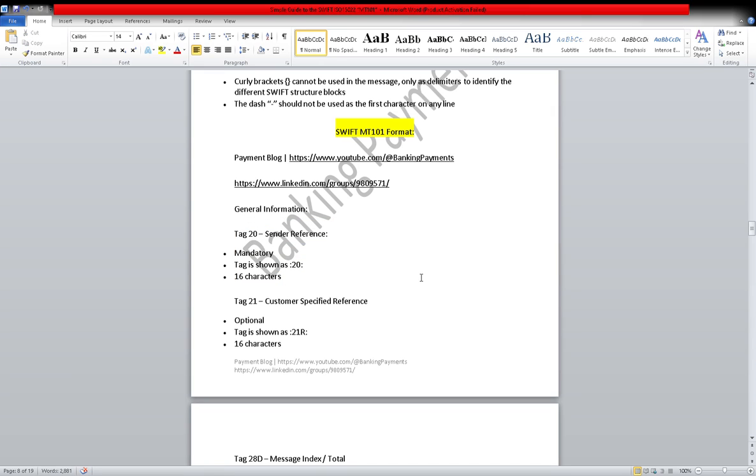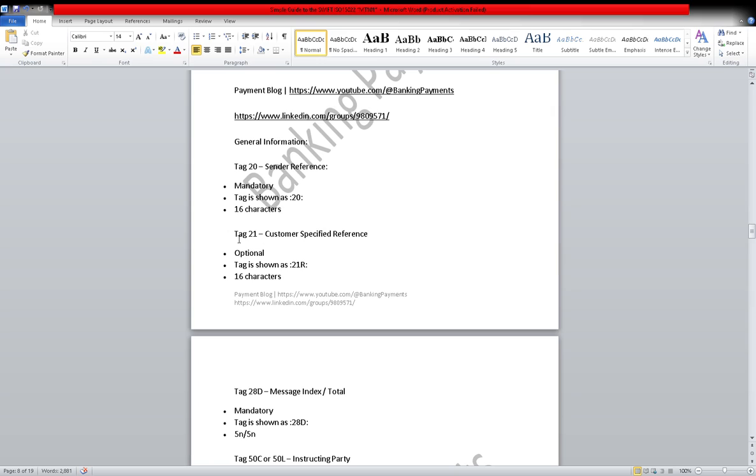Next, what is tag 21? Customer specified reference number. It is not mentioned here because this is a mandatory tag, so that's why it's not mentioned here. But the customer can also specify what they want in tag 21. If I find an example, I will tell you.